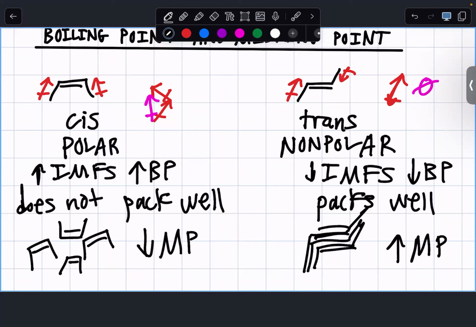Okay. So boiling point, melting point, they are different. Okay.